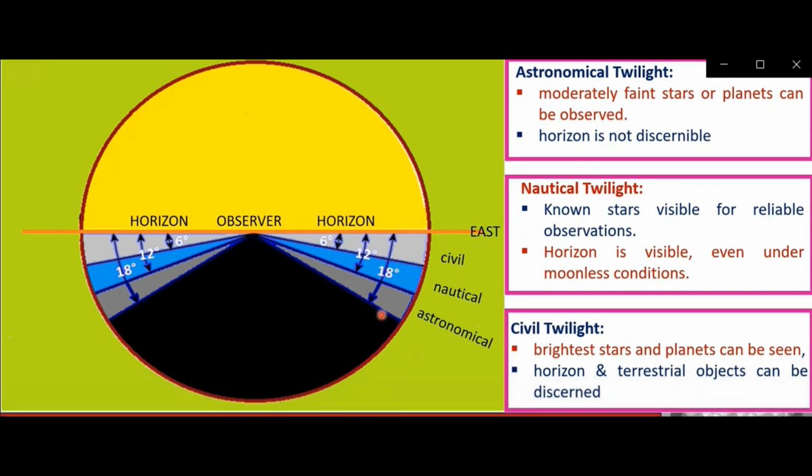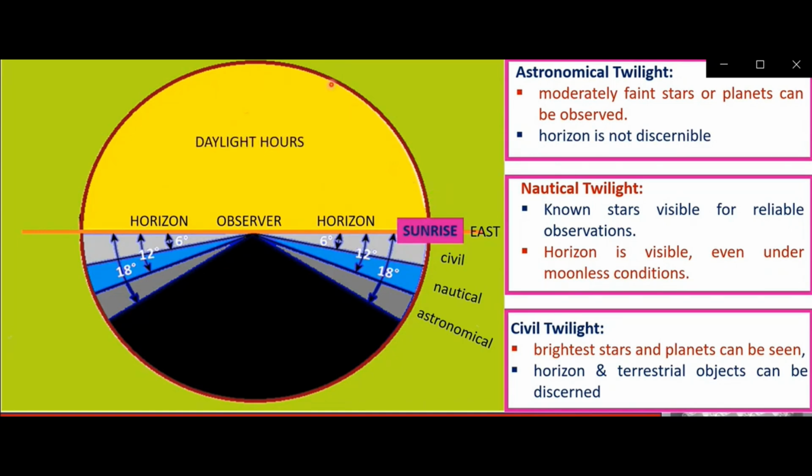Now, though each of these twilights begins at different timings, astronomical when the center of the sun is 18 degrees below the horizon, nautical when it is 12 degrees below, civil when it is 6 degrees below, all the three twilights end when? They all end at visible sunrise. Please mark my words, visible sunrise.